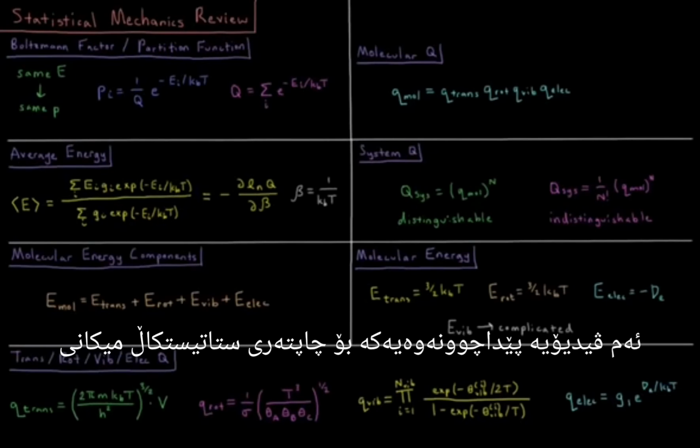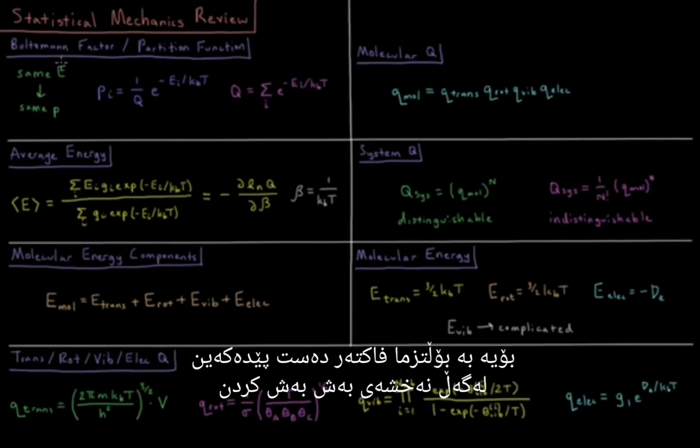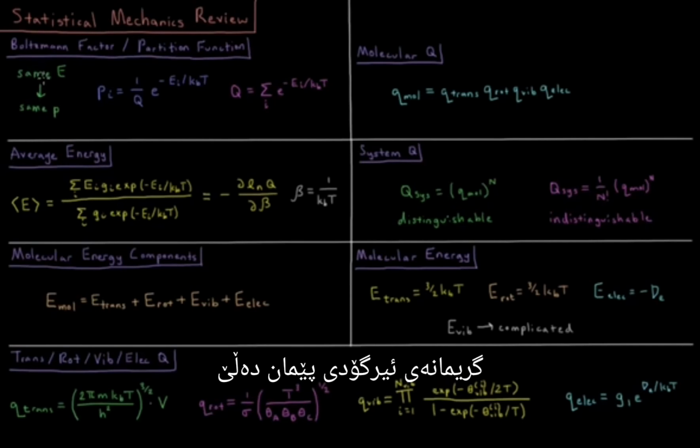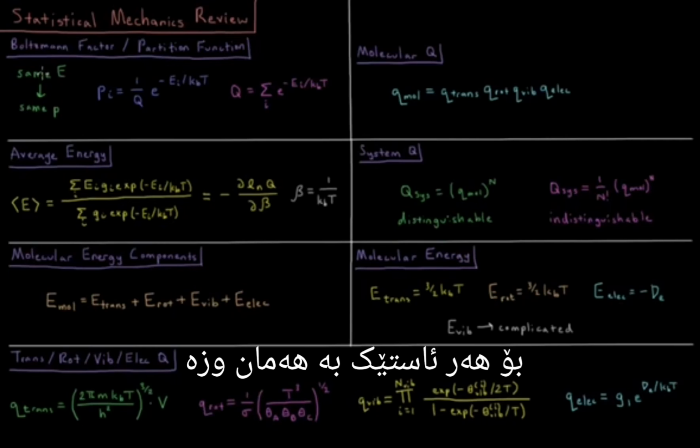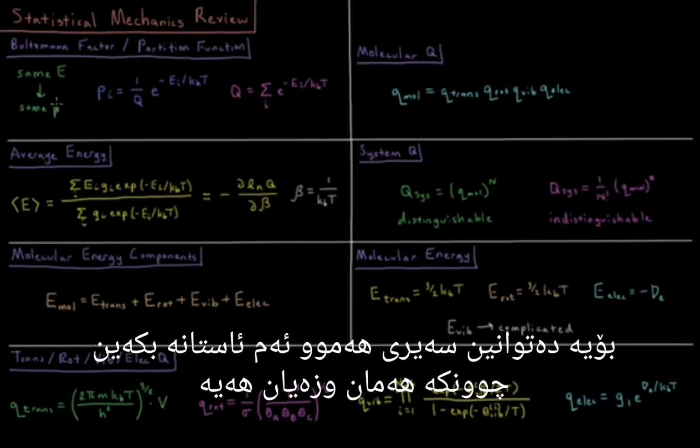This video will be a review of the statistical mechanics chapter of the chemical thermodynamics and kinetics playlist. So we start by looking at the Boltzmann factor and partition functions. The ergodic hypothesis is going to tell us that for any state with the same energy, we expect the same probability that our system is in that state. So that allows us to look at all these states with the same energy.